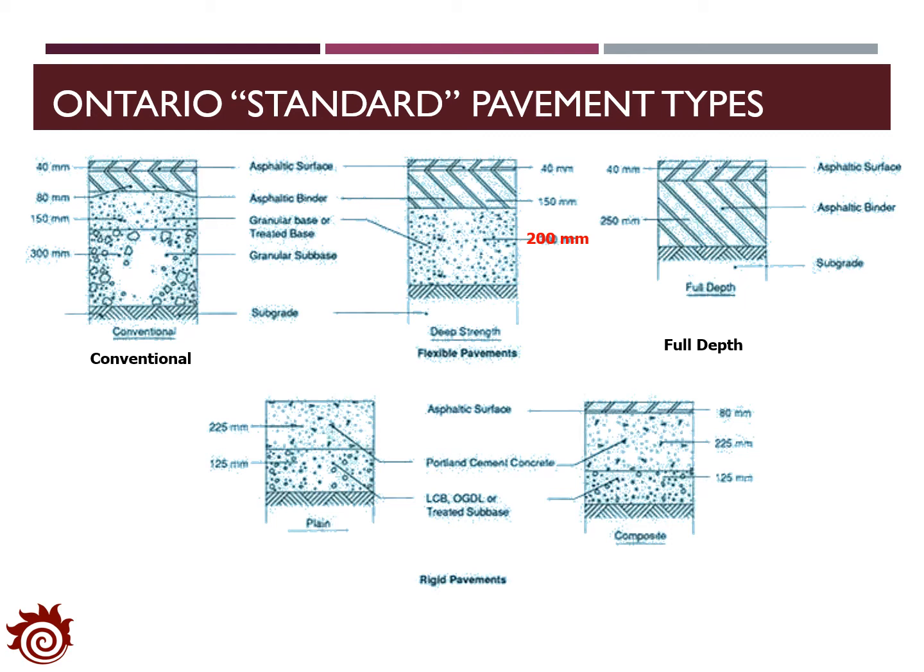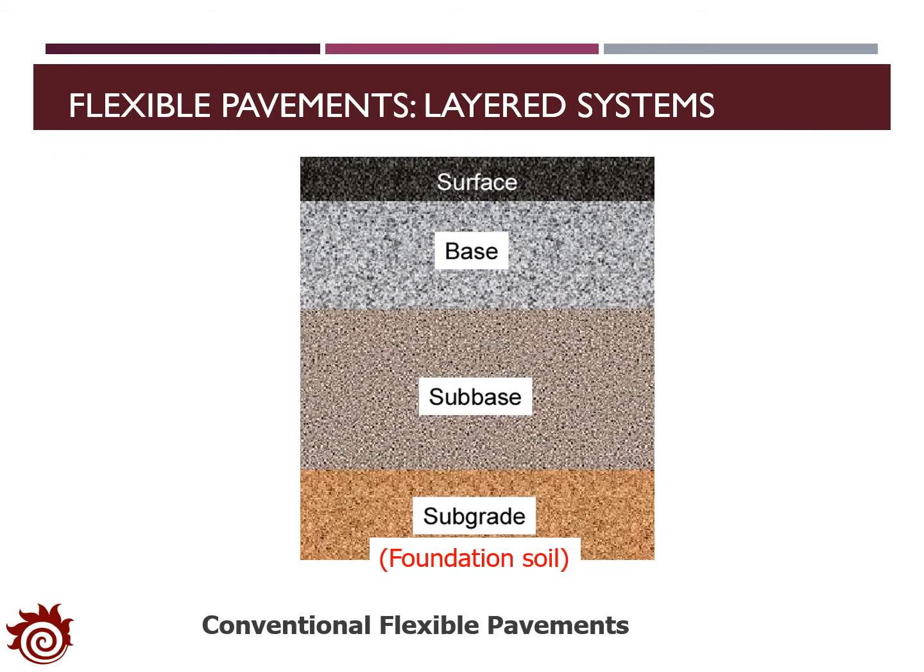For rigid pavements, there are two types. The first one is plain pavement. In this kind of pavement, we will put the Portland cement concrete on top of the treated subbase directly. The second one is a composite pavement. Here, we will add an additional asphalt surface on top of PCC to ensure that the pavement will have higher friction and smoothness. The figure here shows the layer system of the flexible pavement.